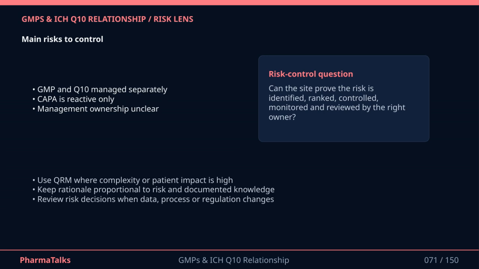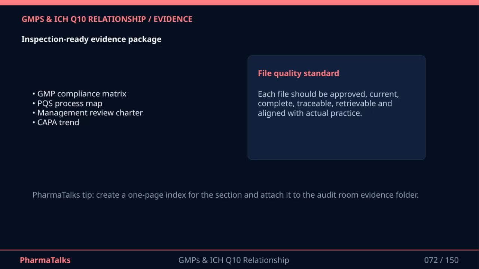On this slide, we're focusing on the relationship between GMPs and ICH Q10, especially from the perspective of maintaining inspection-ready evidence. To ensure compliance, it's crucial to have a well-organized evidence package. This typically includes key elements like a GMP compliance matrix, which maps out how your processes meet GMP requirements, a pharmaceutical quality system process map to visualize your quality management approach, a management review charter to show governance oversight, and CAPA trend data that tracks corrective and preventive actions over time.